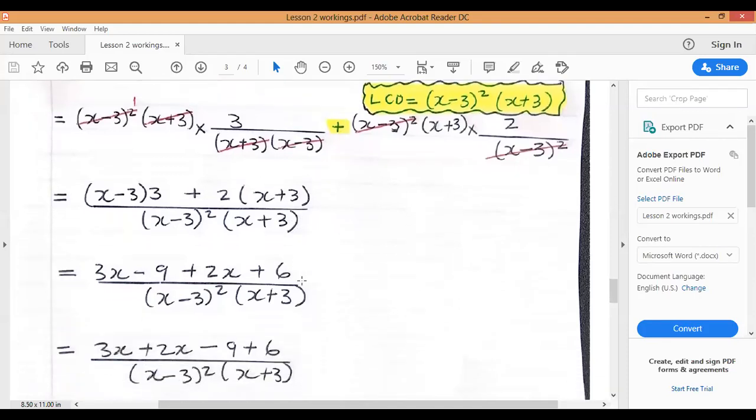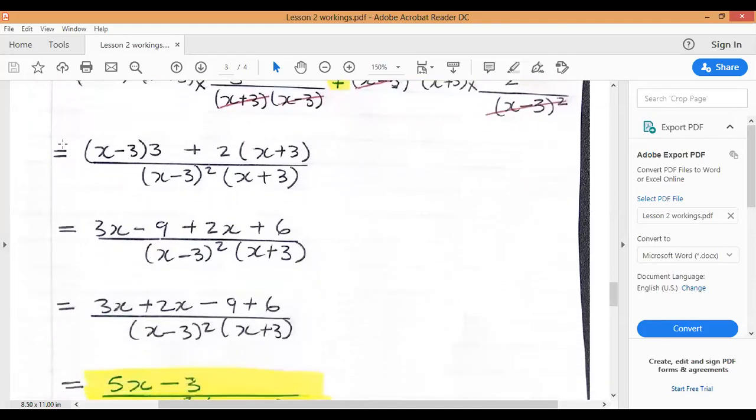Then you must remove brackets from your numerator by saying x multiplied by 3, that's 3x, negative 3 multiplied by 3, it's negative 9, right? Then you say plus 2 multiplied by x, you'll get 2x. And 2 times 3, you'll get 6, right? Then you must group your like terms. You're going to have your 3x plus 2x because you've got x and x, then negative 9 and 6, right?